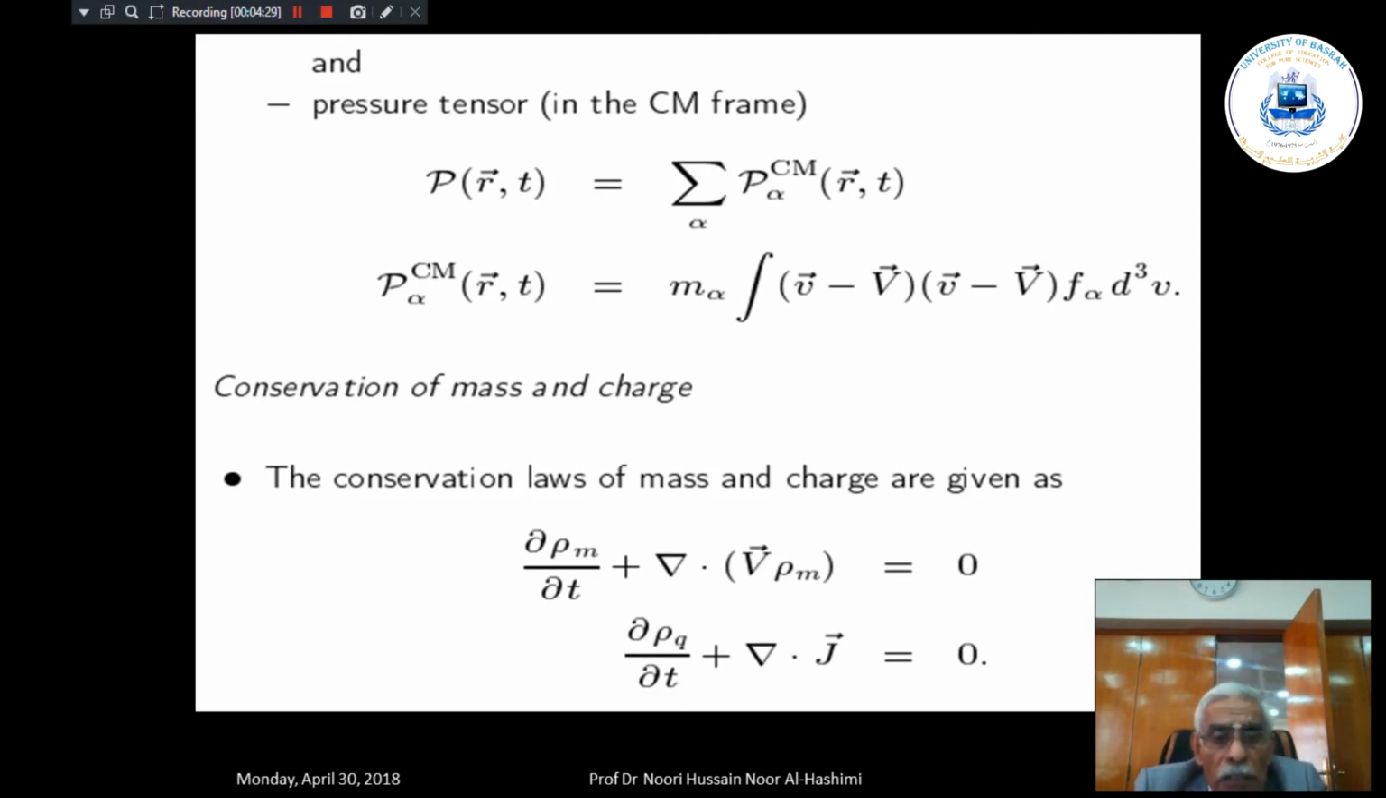The conservation laws of mass and charge are given by the continuity equation: partial rho_m over partial t plus del dot (rho_m V) equals 0, and the charge equation: partial rho_q over partial t plus del dot J equals 0.